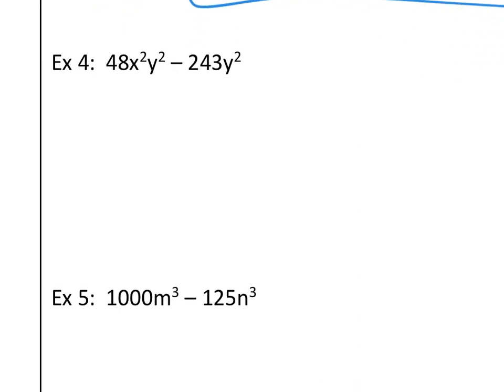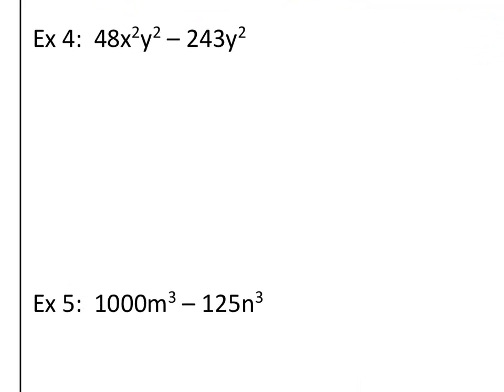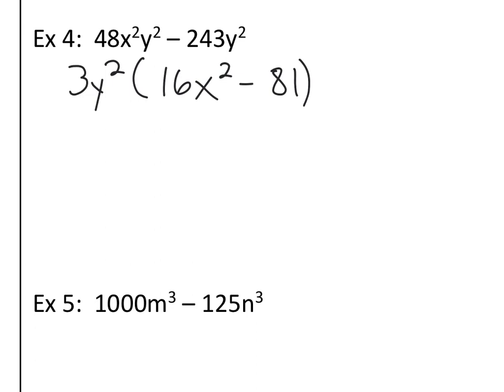Cool. Number 4. GCF. What we got going here? What do both of these numbers, 48 and negative 243, have in common? A 3. Yep, they do. What else? Y squared, good. And what's going to be left? 16x squared minus 81. Is that what you said? Okay.